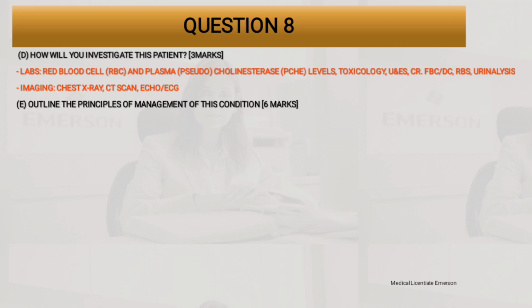Okay, that's if they tell you to give rationales. Then outline the principles of management of this condition. Of course, you have to decontaminate. So in short, you have to put on a protective gown, remove clothes, irrigate, then stabilize using the ABCDE. So meaning the airway, check if the airway is patent.